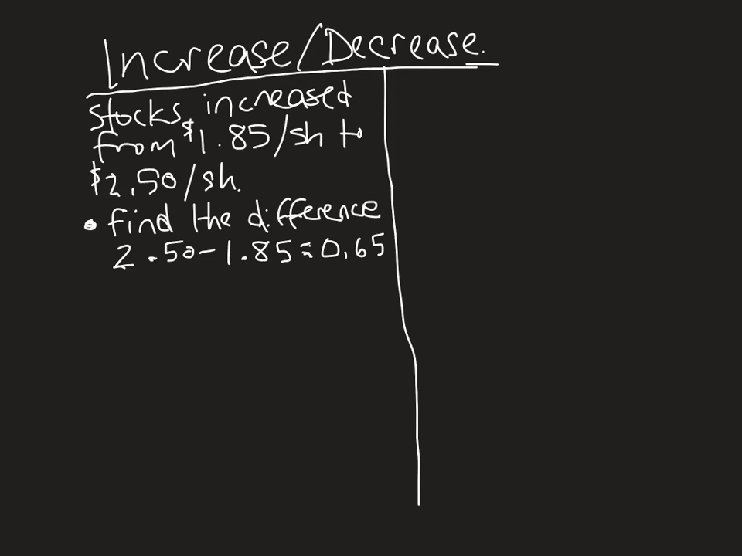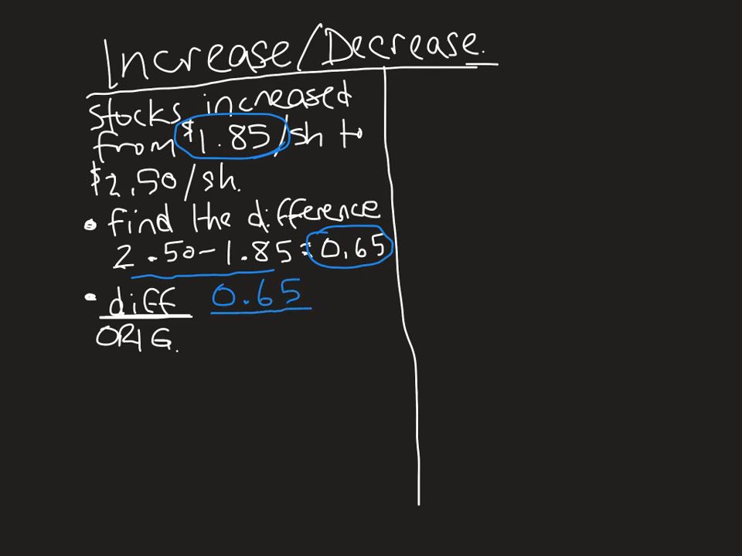Okay, the next thing that we want to do, and this is standard for increase and decrease, is we want to find the difference divided by, remember that bar means divided by, the original amount. Okay, so our difference is 65 cents, and in this case go back to your question, because this doesn't necessarily tell you anything. So you know that it's gone from this to something else. So the from amount is your original amount. So the difference is going to be 0.65, and we're going to divide it by 185.